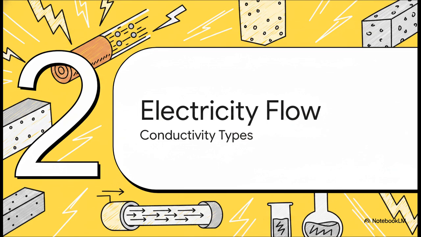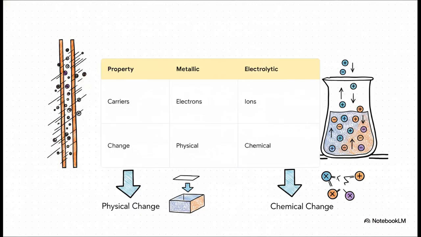So now that we've got a handle on how energy transfers, let's jump to section 2, how electricity flows. We know energy moves, but how does it physically get from point A to point B? Okay, we really need to clear up a massive misconception here. There are actually 2 entirely different ways electricity flows.